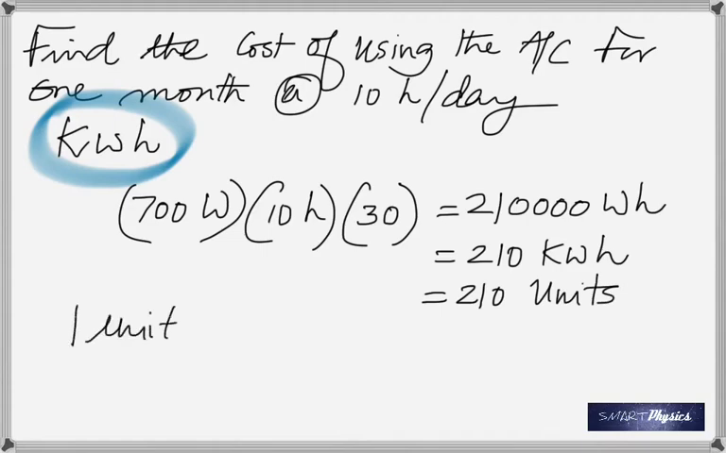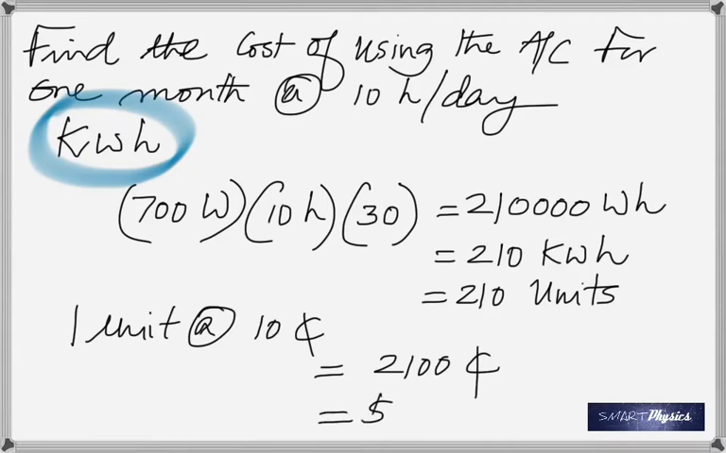And 1 unit is assumed to be at 10 cents. We don't get it at 10 cents anymore, I think. Yeah, some companies give it to us at 8.7, then they will charge us other things and make it up. You know what I mean? So it would cost that person $21 just to operate that AC.